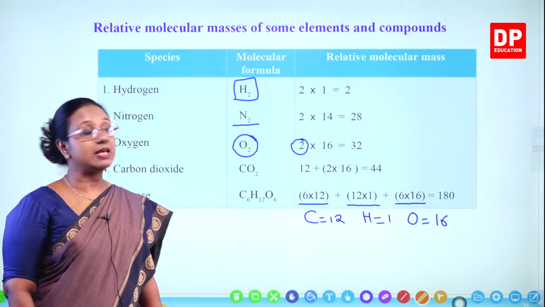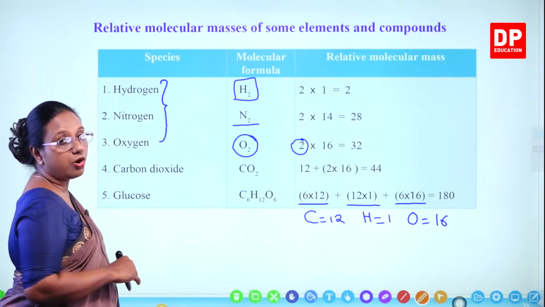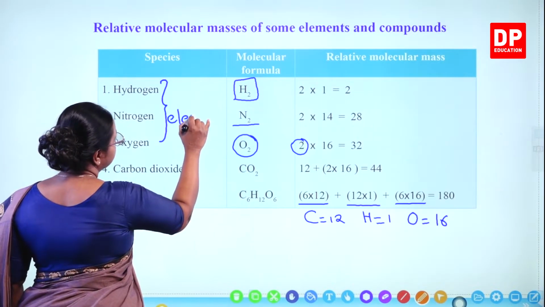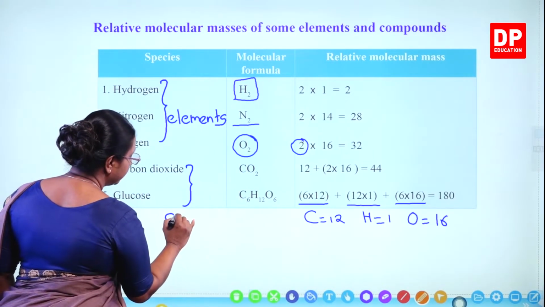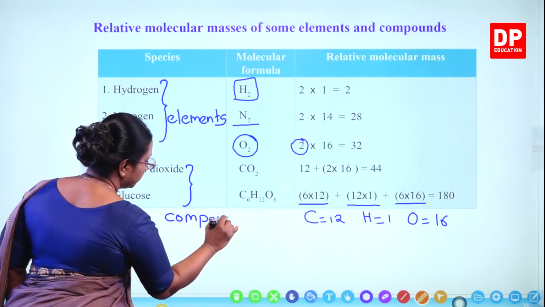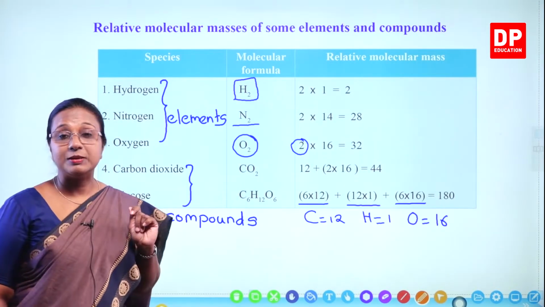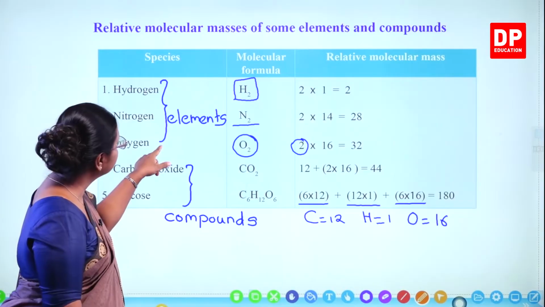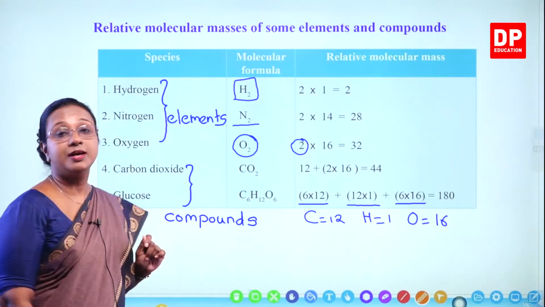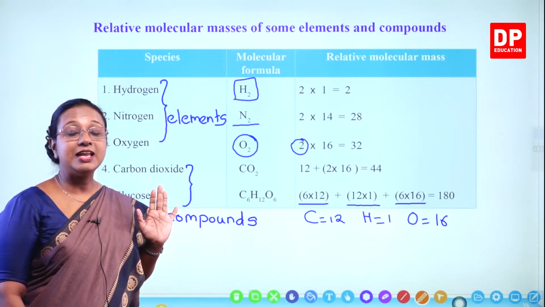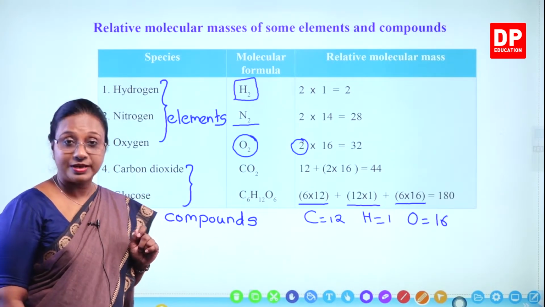Why some elements and compounds? These first 3, you can see they are all elements. And these 2 are the compounds. So that is why relative molecular mass can be calculated either for elements that exist as molecules or for compounds. So now can you all understand it clearly? I am sure you can. So we will do some more questions.